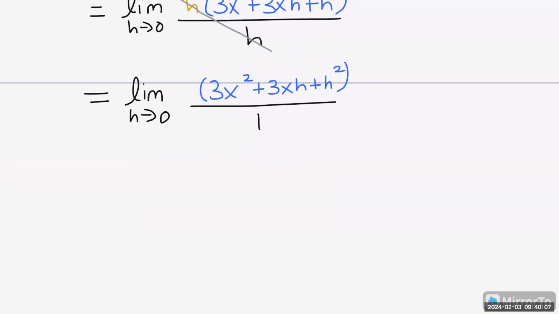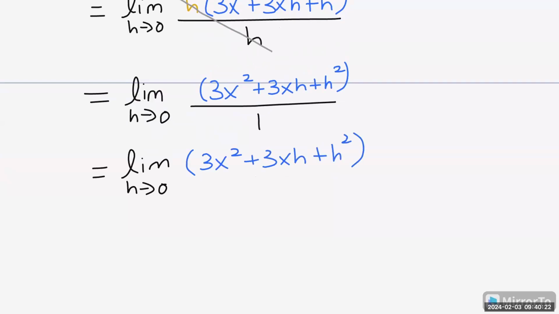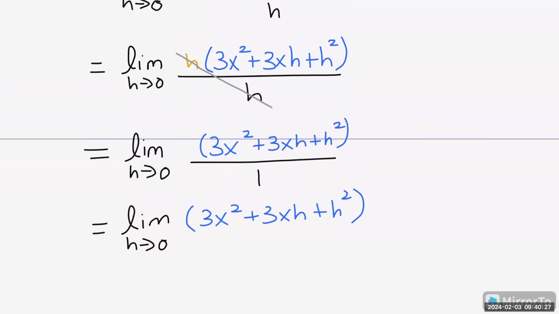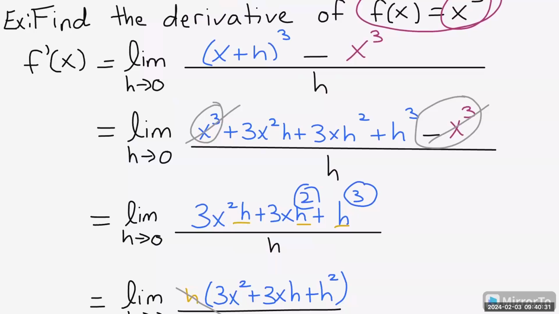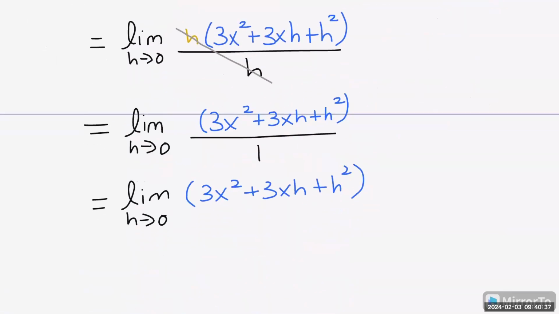And now I can just go ahead and plug in 0 for h, because this is just the limit as h approaches 0 of 3x squared plus 3xh plus h squared. If I plug in 0 for h at this point, I won't get 0 in my denominator. Versus if I had plugged in 0 for h in the beginning, I would have gotten 0 in my denominator. So that's why I went through all of this stuff.